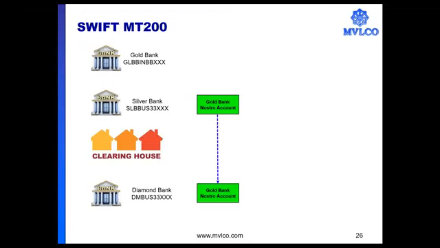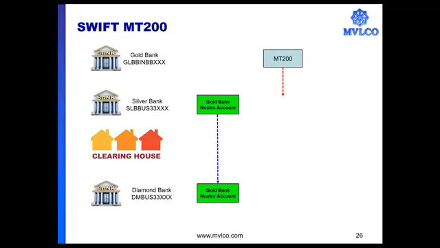So at this juncture, let's go forward and also understand how now 9 series is also used. So I'll cover 2 series and 9 series together now. So in this case, Gold Bank wants to move its money from its account at Silver to its account at Diamond. Gold Bank creates an MT200. This MT200 is released by Gold. It goes to Silver Bank. It tells Silver Bank to move Gold Bank's money to its own account, Gold Bank's account at Diamond Bank.